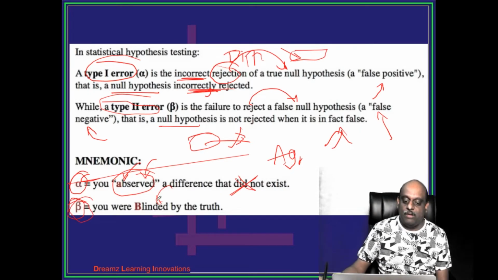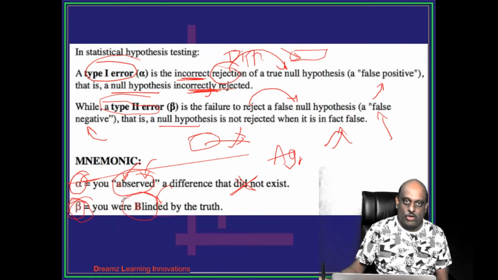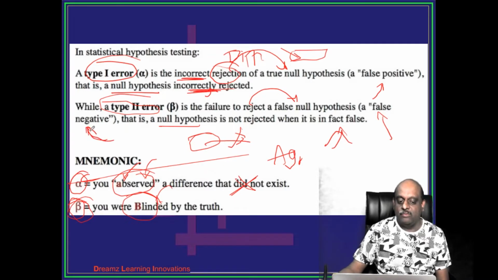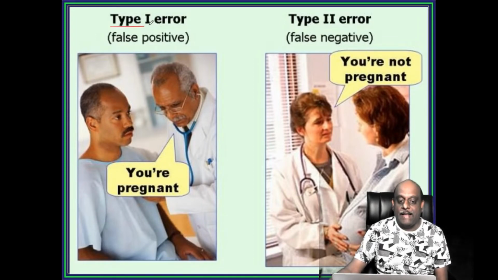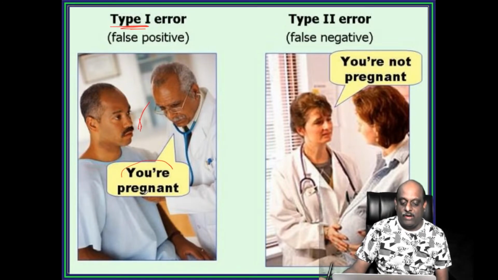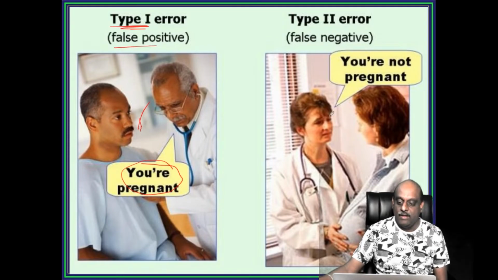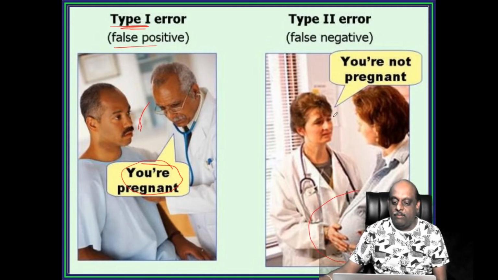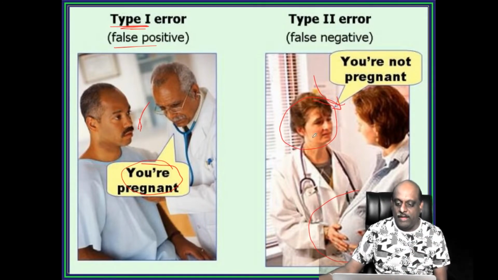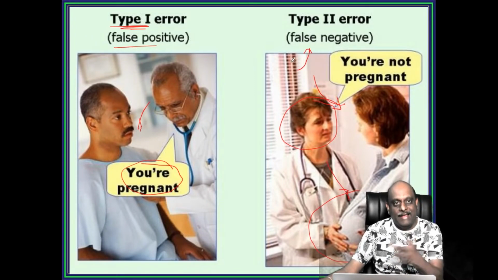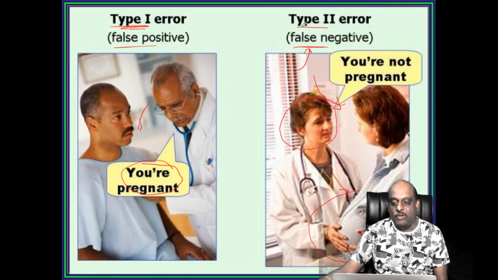Beta error, you are blinded by the truth. False negative. That's what you should remember. So one more way to remember. Type 1 error: you catch a man and say you are pregnant. He is not pregnant, he is a man. False positive. And this one is fully pregnant, but you say, brother, you have cancer in your stomach, you are not pregnant. Actually she is pregnant. So you are denying the pregnancy. False negative. False negative is type 2 error.